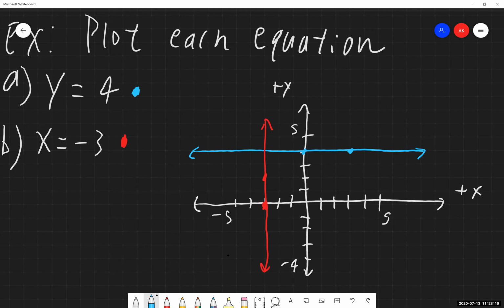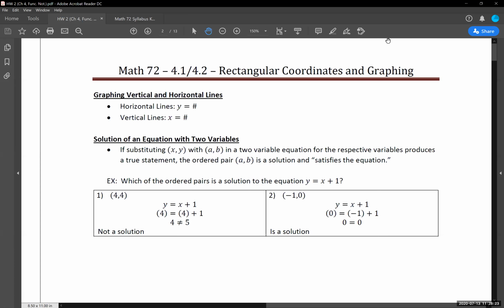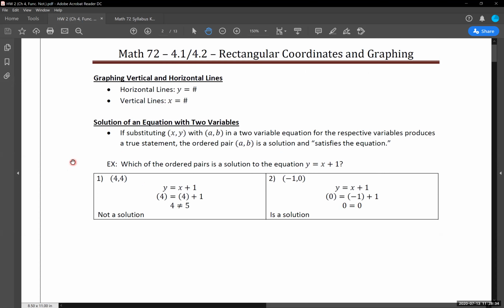So I'm going to jump us back to our lecture notes here. We'll get to the very last bit of stuff that we need to go through. The last part that we have here is the solution of an equation with 2 variables. A fair amount of the time we could be given some points and we're asked, is this a solution to the equation that we've been starting with? Or does it satisfy the equation? Things of that nature, some buzzwords for there.